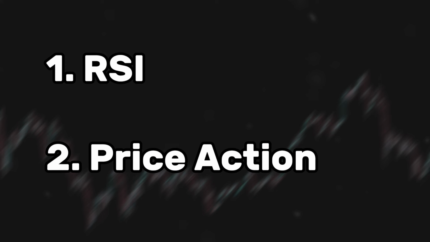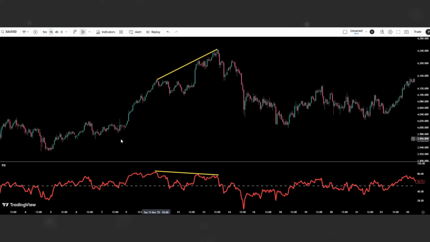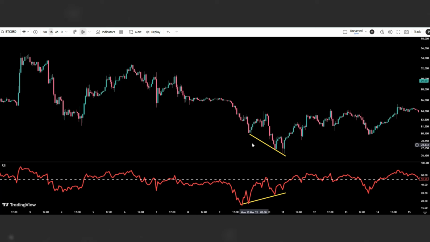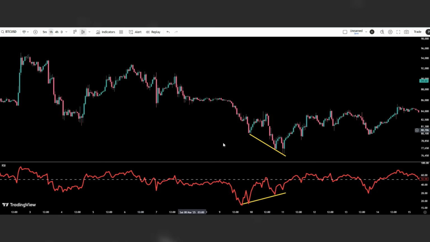RSI can signal reversals through divergences or failure swings. Look at this chart. The price is rising, but RSI is not making new highs. This is called a divergence, warning that the trend may be weakening. Similarly, in a downtrend, price may make new lows while RSI doesn't, another regular divergence. Failure swings are a powerful technique for detecting reversals, providing even stronger validation. We will explore them in detail in the next episode. After spotting a potential reversal with RSI, we need price action confirmation.